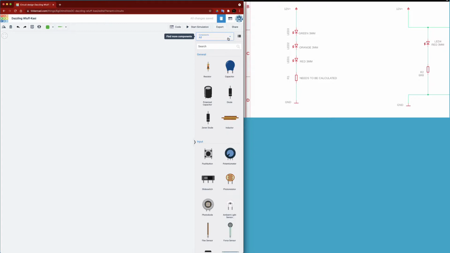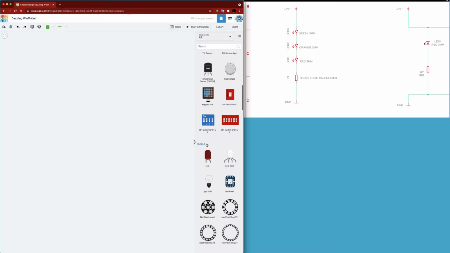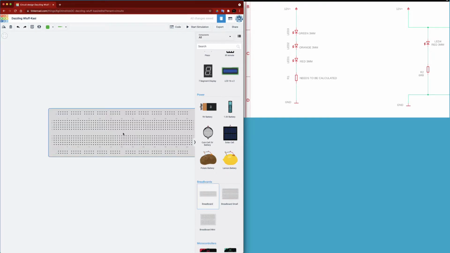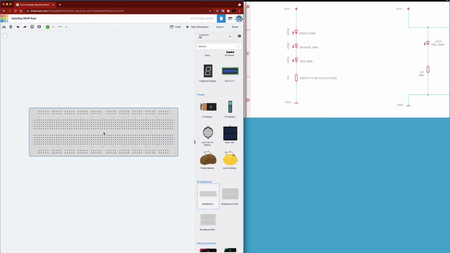So in order to breadboard this, we need to know what the components are, what the symbols are, and what the components look like, and we need to know where to place them on the board. So to begin, let's scroll down here and we'll go find a breadboard. So here's a breadboard, and we'll put that into the middle of the screen.